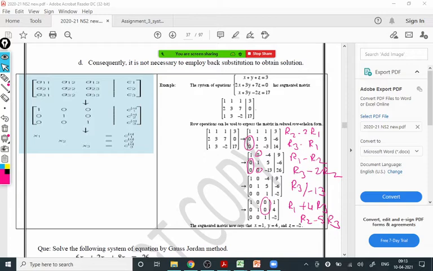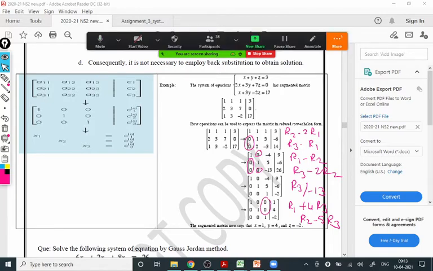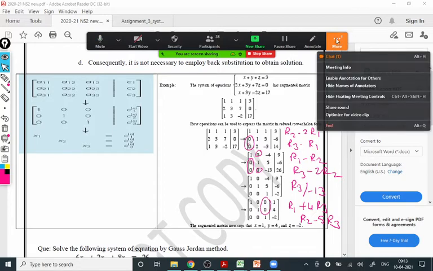So simple things you should keep in your mind, because understanding is the most important thing. The Gauss elimination method uses elementary operations to convert the matrix into upper triangular form. That means below the diagonal we have to make it 0, and back substitution gives you the solution. While in Gauss-Jordan, you have to make below diagonal and above diagonal zeros, diagonal entries should be 1, and you get the answer there.